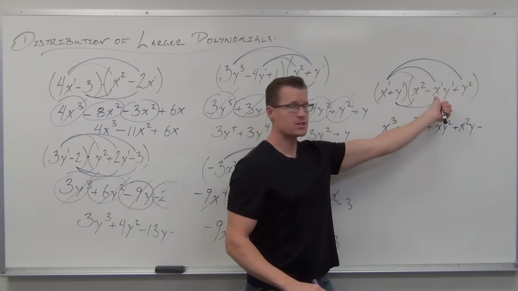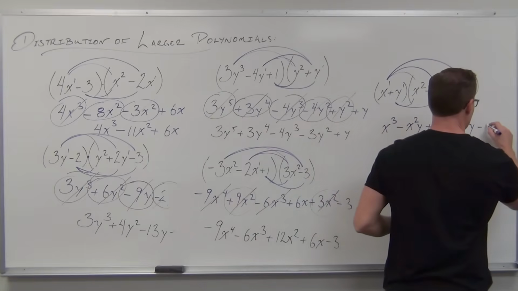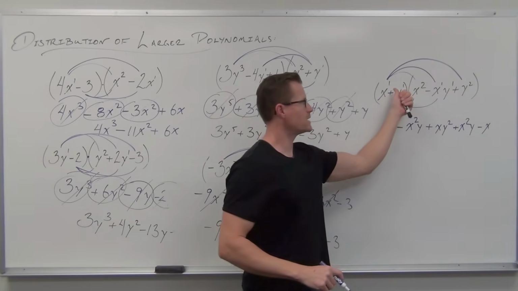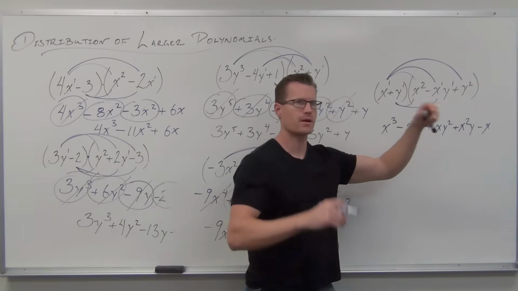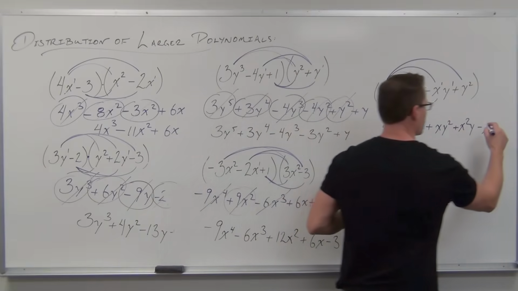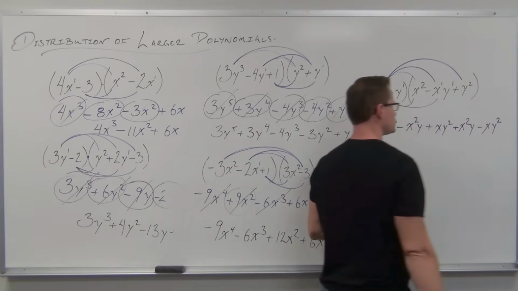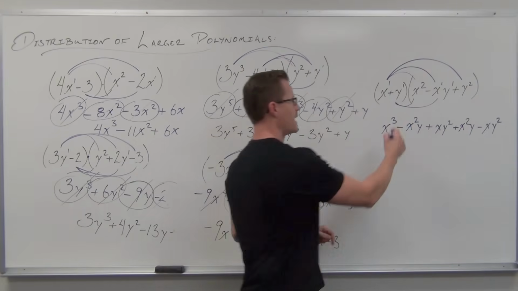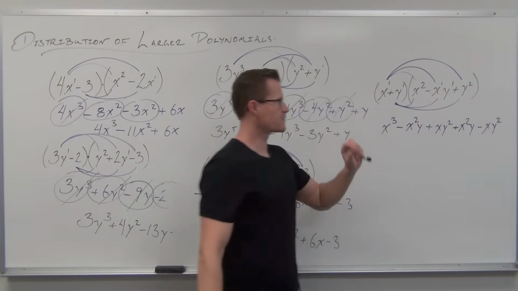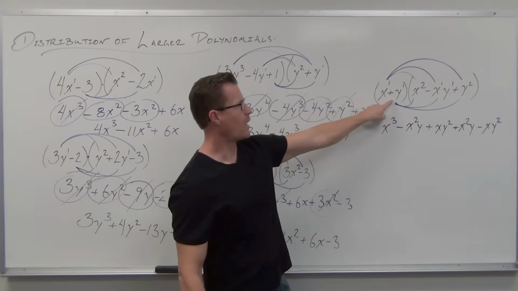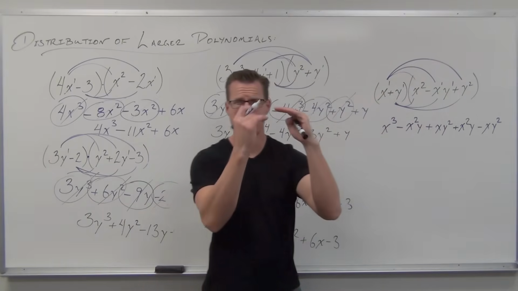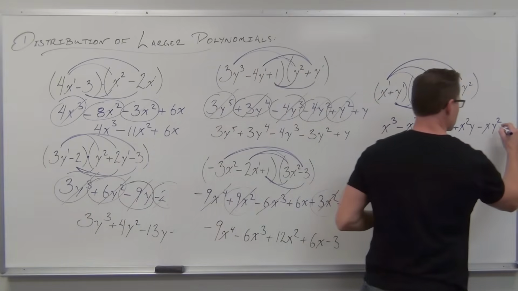I don't get to change the x, but it's still there. And then y to the, let's see, 1y here, 1y there. I'm adding exponents below multiplication. Y squared. And lastly, positive 1 times positive 1 is positive 1. Y to the first times y to the second, I'm adding, that's y to the third.